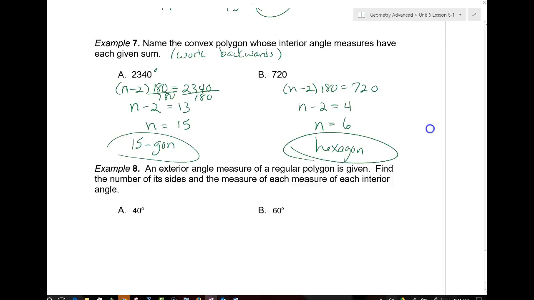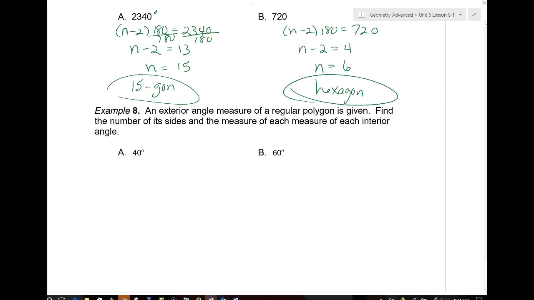All right, now the next one, it's kind of the approach that you're going to want to take on this. It's a multiple step, but not hard. An exterior angle measure of a regular polygon is given. So what type of polygon is it? So what do you know about all your interior angles? Doesn't that mean your exterior angles are what?